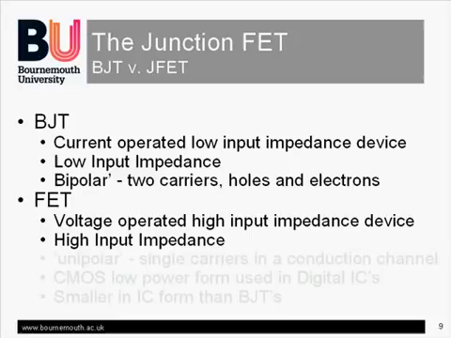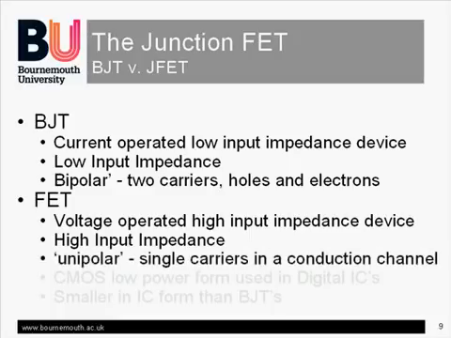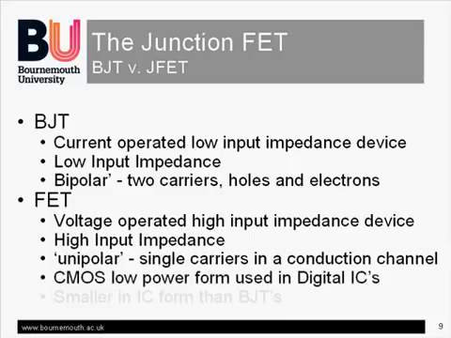The BJT is a bipolar device with two types of charge carriers, holes and electrons. The JFET is a much simpler unipolar device with one type of charge carrier, electrons for N-channel devices and holes in the case of P-channel devices. In addition, the FET is much simpler to fabricate, particularly in complementary CMOS form, which can be made with very high component density and low power consumption.